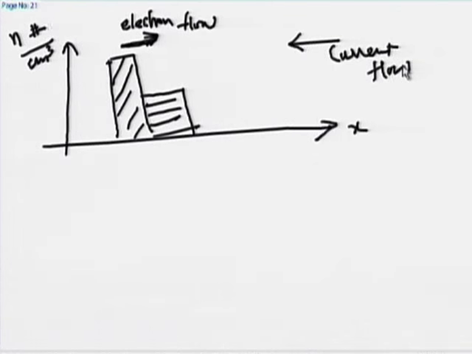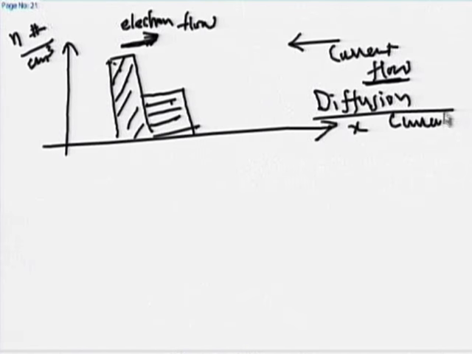Okay, current flow is happening in the opposite direction of the electron flow, and why is this current flowing? Not because of the electric field. It is happening because of the concentration difference. Because one region has higher concentration as compared to the other region, and because of this concentration difference, there will be a current flow, and therefore this current is called the diffusion current.